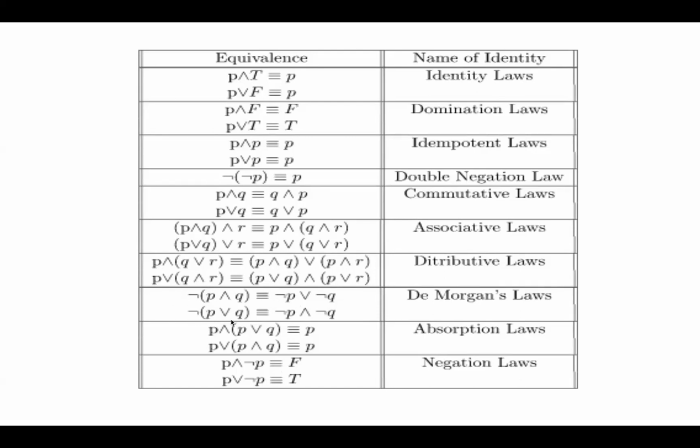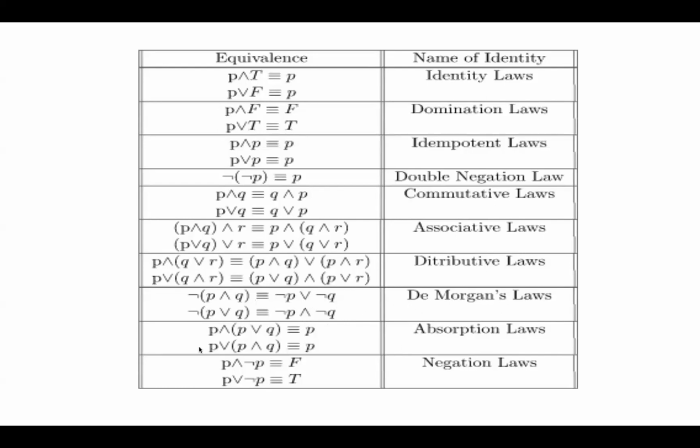Okay. Then De Morgan's laws, which we have already seen. Those rules are known as De Morgan's laws. Here, negation of (P AND Q) is equivalent to negation P OR negation Q, and negation of (P OR Q) is equivalent to negation P AND negation Q. These are known as De Morgan's laws.